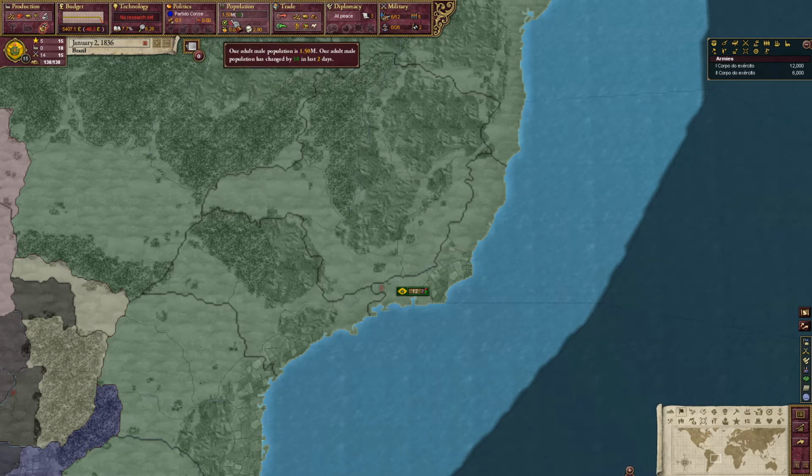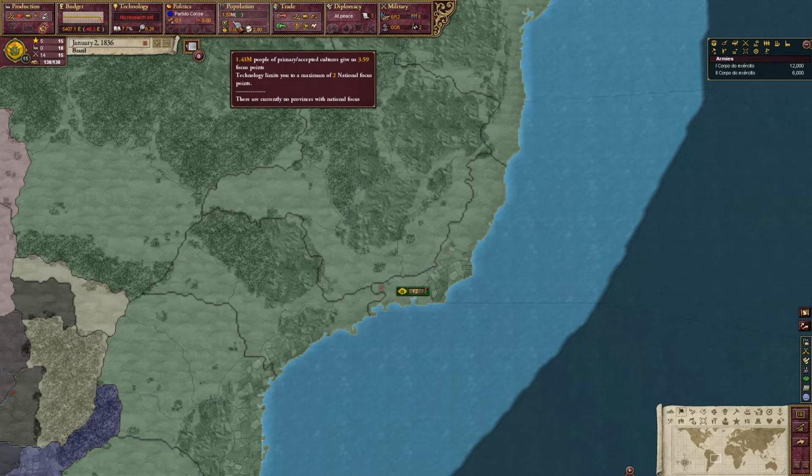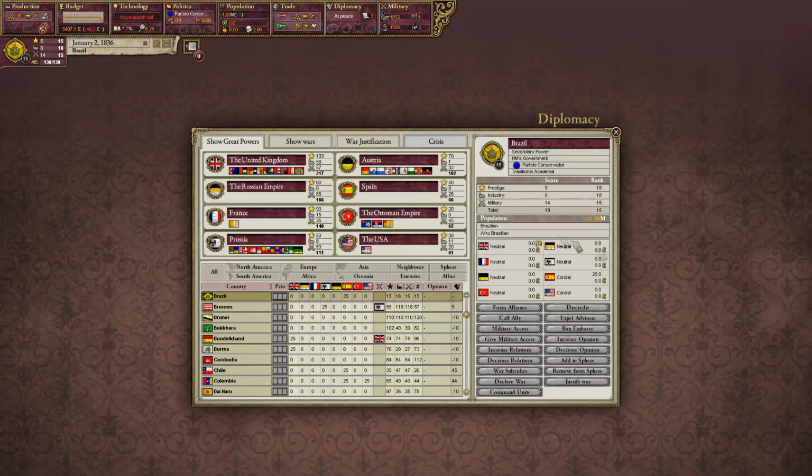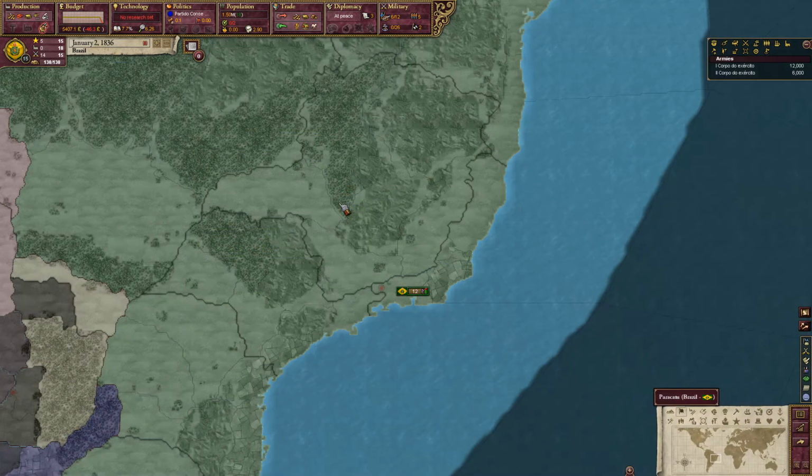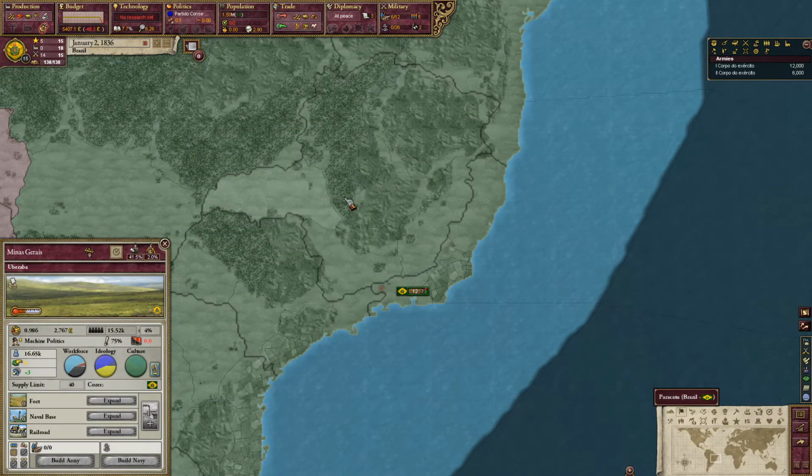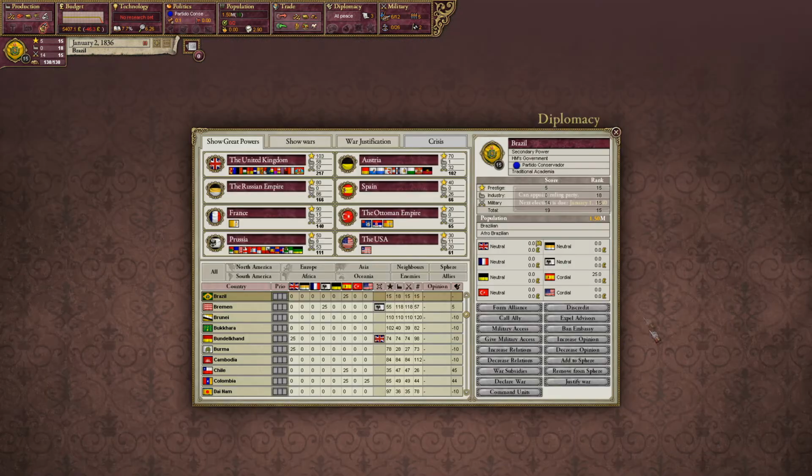And most importantly up here is going to be our national focuses. As you can see, it says we have 1.43 million people of primary accepted cultures, which, if we look here, and you're wondering how I got here, I got it from right clicking on the map, which will bring you to this screen. We have Brazilian and Afro-Brazilian as our culture. We'll go over all this stuff later.